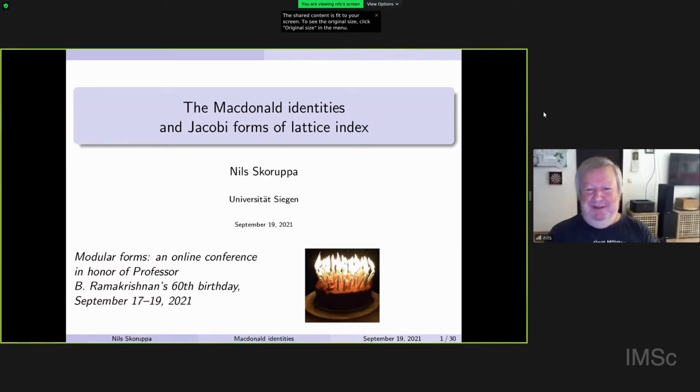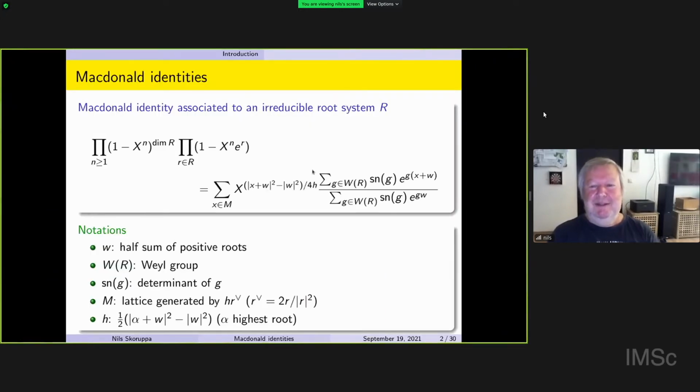So that's my first slide, as you see. It repeats the title, says on what occasion the talk is given, and shows a big cake for Ramki, of course, with 60 candles. I didn't count, of course. Okay, so let me start with the talk.